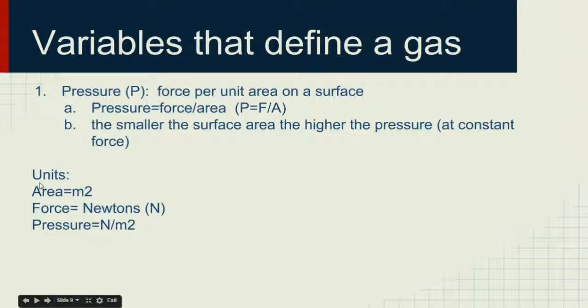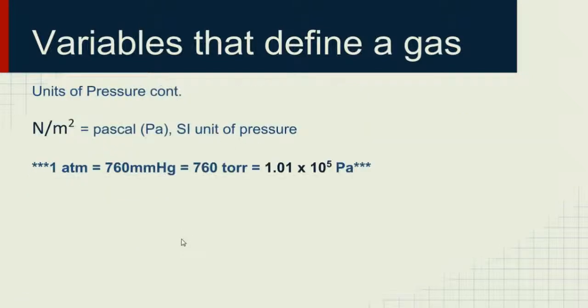Units for this, area, meters squared, centimeters squared, and so on. We're going to use meters squared because that's our SI unit. Force is something called the Newton, capital N, something you don't see a lot. You'll see a lot more in physics. So pressure is newtons divided by area, which is defined as something else. This newtons per meter squared is a Pascal. So this is our unit of pressure.